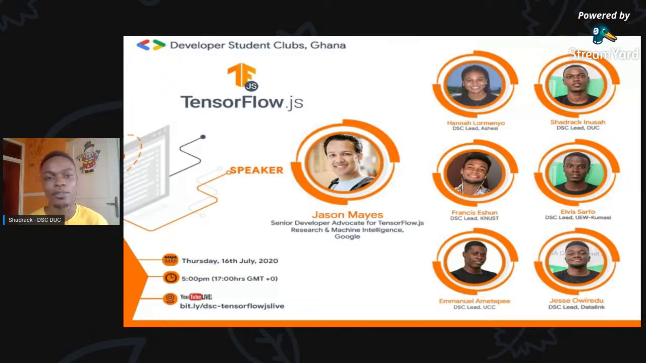It's about TensorFlow.js, and we have Jason Myers here, and you guys know Jason Myers. It's really good. It's very good in TensorFlow. Jason Myers has had a whole lot of great events, especially at Google I/O and others. And I would like to invite Francis, the DSC KNUST lead, to just do the introduction whilst we prepare, then Jason Myers takes over.